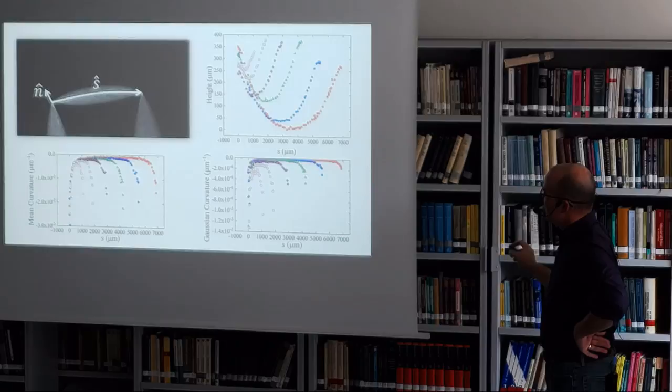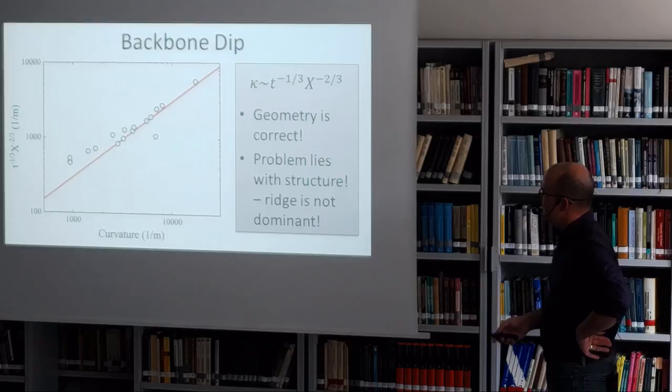And again, we can check it during the whole compression. So this is the ridge as it continues to get squished. Again, our curvature in the middle is going up, just like the model predicts. And again, if you like the Gaussian curvature, it's like that, and the mean curvature is like that. It's pretty much what you'd expect from the model.